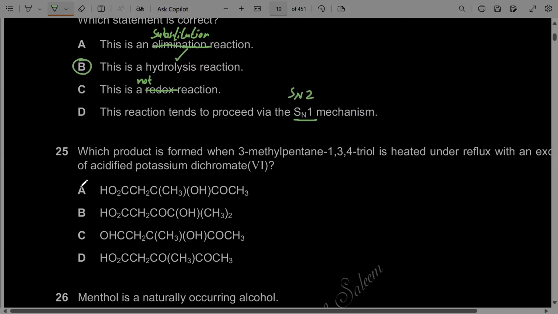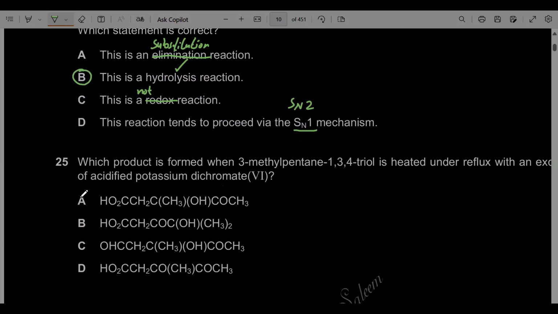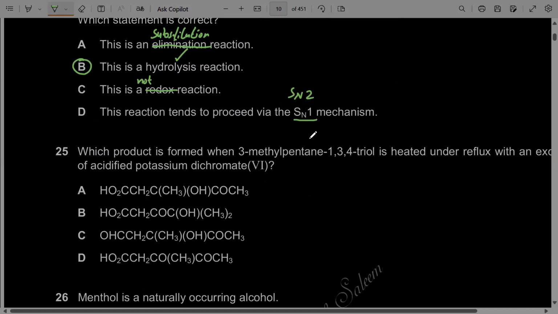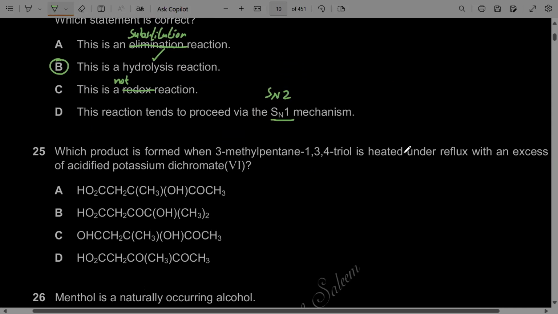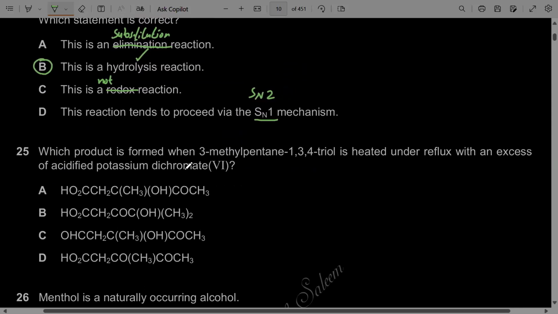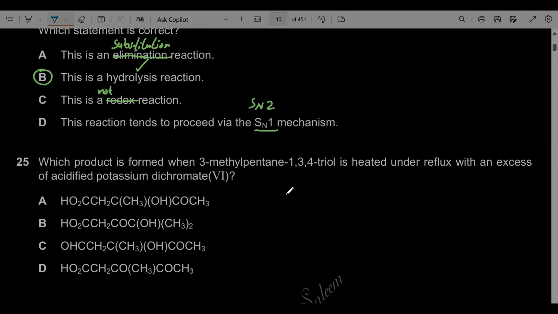Question number 25. Question 25 says, which product is formed when 3-methylpentane-1,3,4-triol is heated under reflux with excess of acidified potassium dichromate? Okay, so first for this purpose, we need to draw the structure of the compound, which is the 1,3,4-triol. So I'm going to draw the structure of this compound.